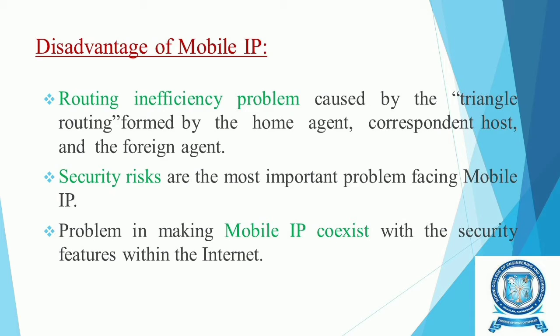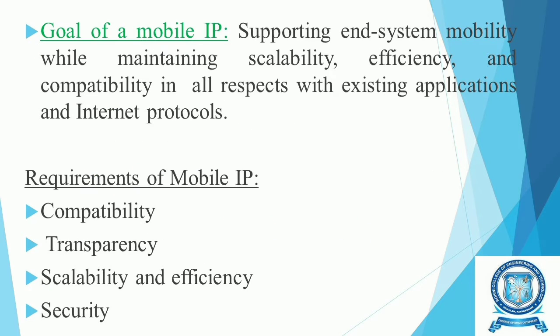Now let us see the disadvantages of Mobile IP. The main disadvantage here is the routing inefficiency problem caused by the triangle routing formed by the home agent, correspondent agent and the foreign agent. Another disadvantage is the security risk that we face in Mobile IP. It is an important disadvantage faced by Mobile IP. There is also the problem of making Mobile IP coexist with the security features within the internet. This is also another disadvantage.